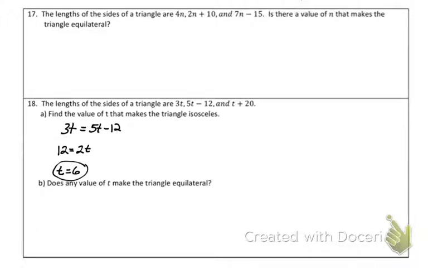I picked 3t equals this one. Amber picked 3t equaling t plus 20. That t still works. You could have picked 5t minus 12 equals t plus 20, and whatever that t value is, that triangle will be isosceles. All right, the next thing is, does any value of t make the triangle equilateral?